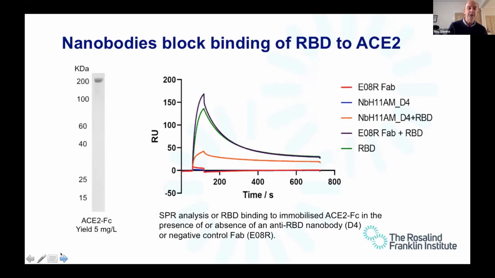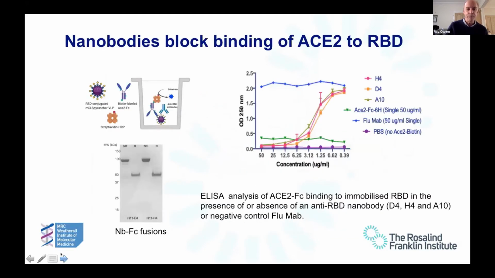So we make ACE2 as an Fc fusion, shown in the SDS gel on the left of the panel here. So we have a binder which interferes with ACE2 binding to RBD. And this has been shown in a different way, in collaboration with Alain Townsend's group at the WIMM in Oxford, at the university.